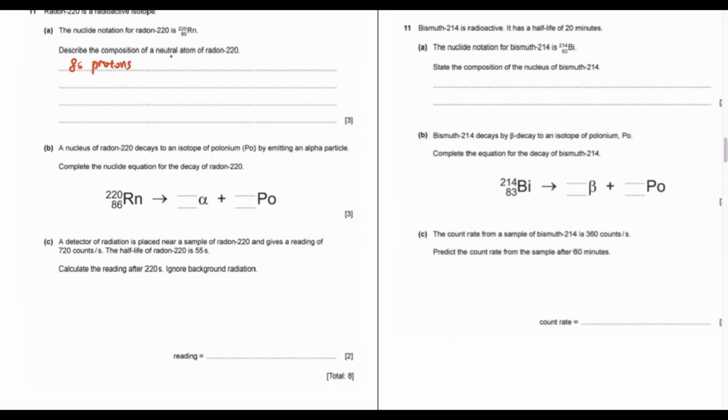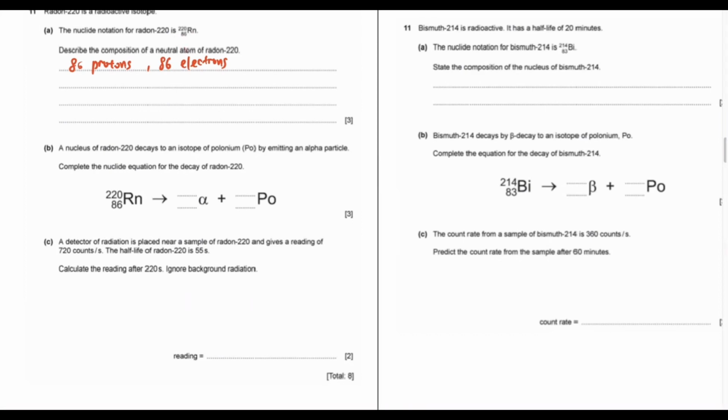Since they say it's neutral, right? So they should have 86 electrons. The proton is the same as the electron. As this is positively charged, this is negatively charged. They cancel off to be neutral.